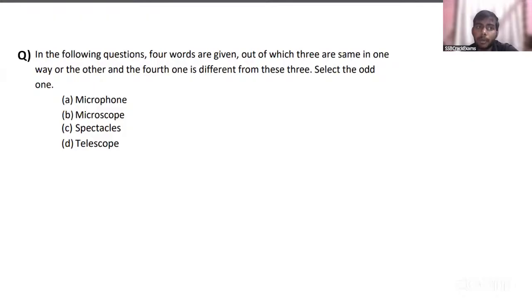Microscope, microphone, spectacles, telescope. What do you think? Which is your answer? I think A can be the answer, but let's see. How do I think in this manner? See, if you are using a microscope, which part of your body are you using? We will see through our eyes, right? If we are wearing spectacles, what will we use? Our eyes. Telescope, if we are seeing upwards, what will we use? Again, our eyes. But a microphone, like in smart mobiles, we will use either our mouth or, for listening, the ear, but not the eye. That's why the answer will be A.